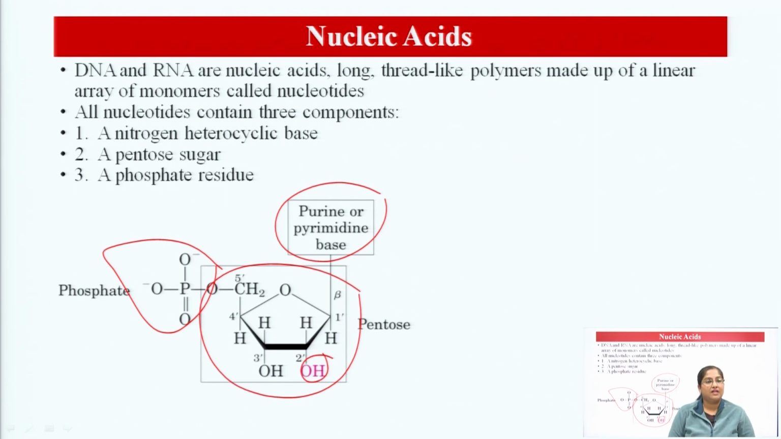If there is a presence of H, then we are talking about DNA. Because there is a presence of OH, then we are talking about RNA here. So, is it clear? By seeing the nitrogenous base and the sugar moiety, we can clearly say whether we are synthesizing RNA or DNA.